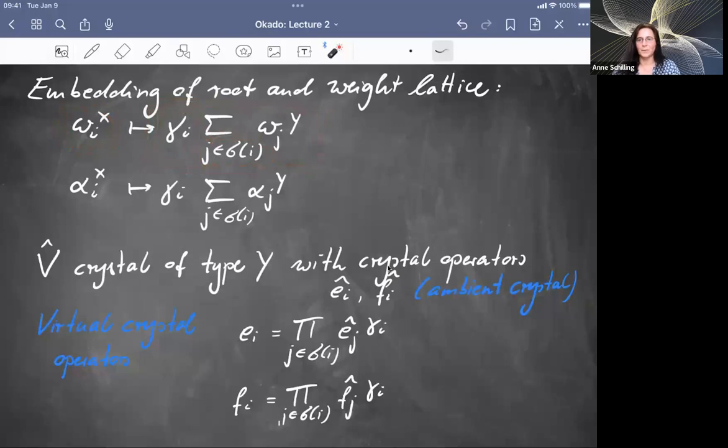Now I'm going to define what we call the ambient crystal. I'm going to denote this by V hat. This will be a crystal of type Y, and I'm going to denote the corresponding crystal operators by e_i hat and f_i hat. So this is just the usual type Y crystal. Now inside that crystal, we want to define what is called a virtual crystal. So we need to define virtual crystal operators, and these will just be products of crystal operators in V hat. We are basically taking products according to sigma, and sometimes we also have to act with a particular e hat multiple times, given by this multiplicity factor.